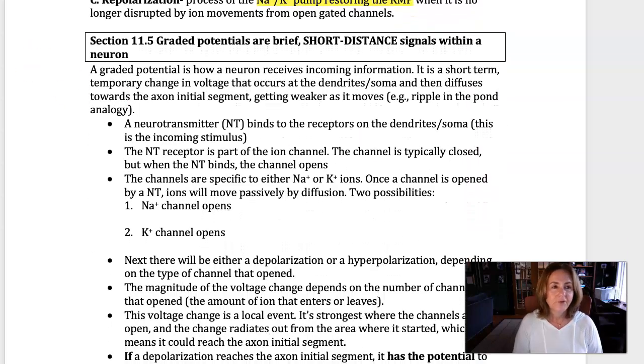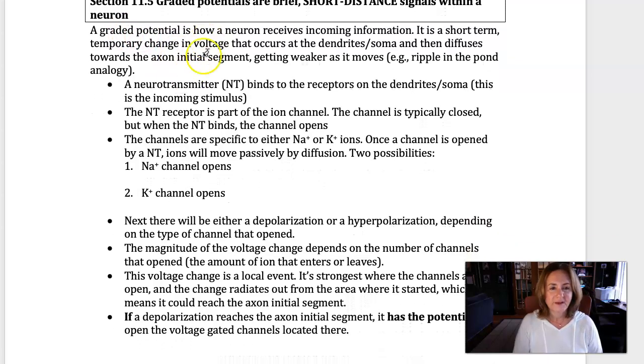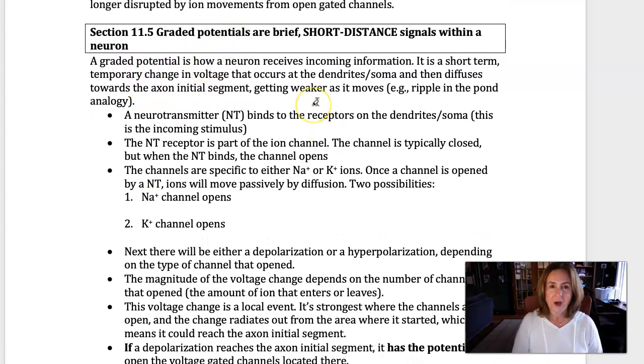So here in the notes, what I do is go through the steps of first how the neuron receives an incoming message as a graded potential, and then ask the question, could it generate an action potential on the axon? So graded potentials, remember, this is how the neuron receives incoming information. It's short term. It's just a temporary change in voltage. It only occurs in the dendrites and the soma.